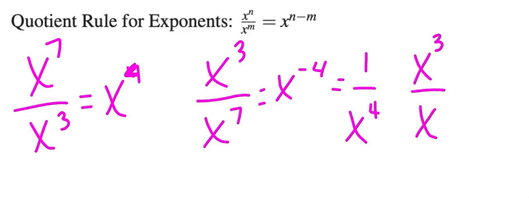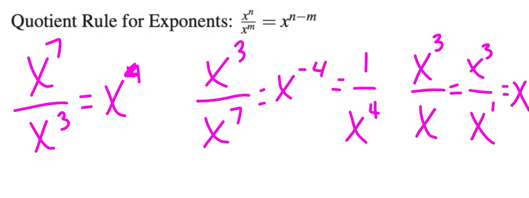So right now I have x to the power of 3 divided by x. Remember, that's the same as x to the power of 3 divided by x to the invisible 1. So to use our rule here, we would take our 3 minus 1 to leave us with x to the 2.